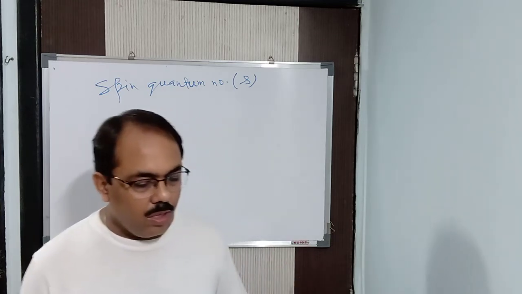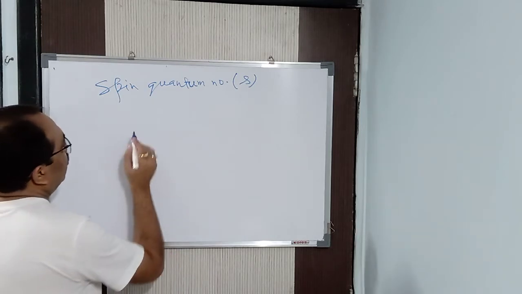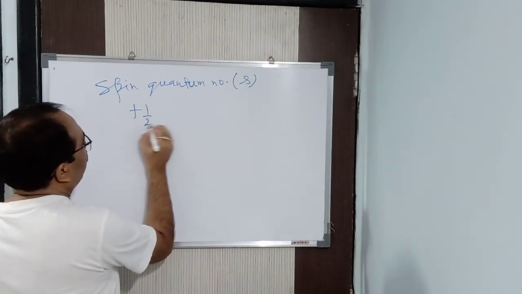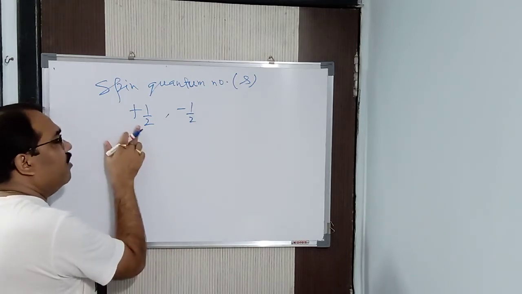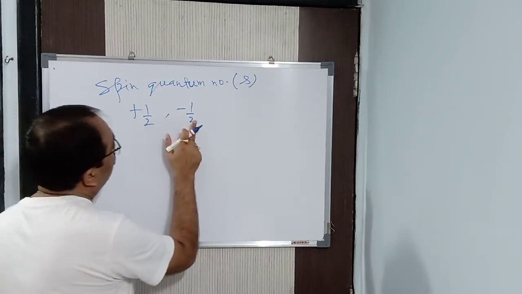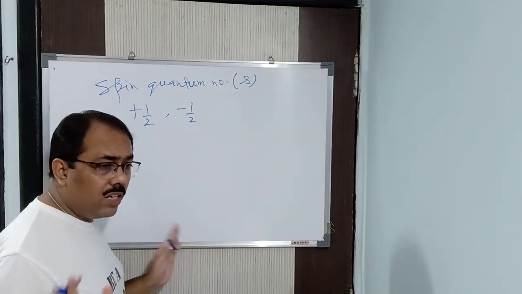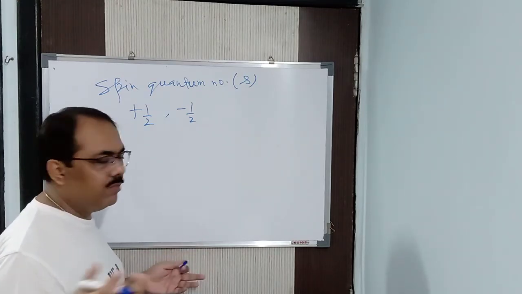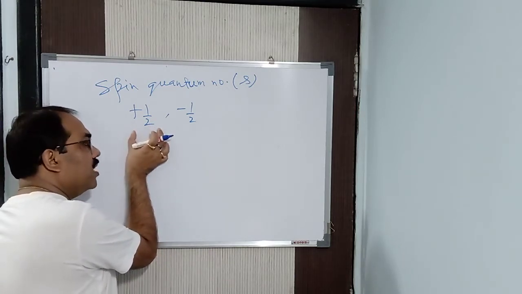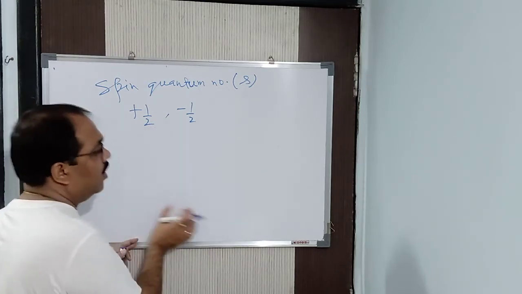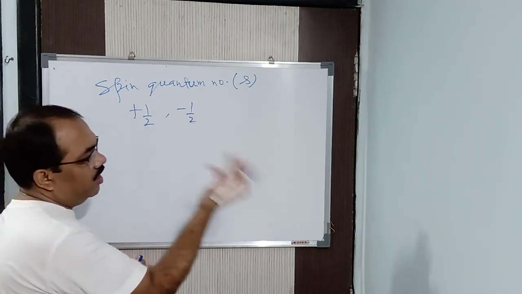Clear? Now, next, this spin quantum number is represented in this way: plus half or minus half. If clockwise is plus half, then anti-clockwise is minus half. You may say, sir, I will take anti-clockwise as plus half and clockwise as minus half. Done, no problem. This is a symbol. Don't ask me why it is half, why not 1 by 3 or 1 by 4. It is a symbol. If clockwise is minus half, then anti-clockwise will be plus half. Anything you can take.